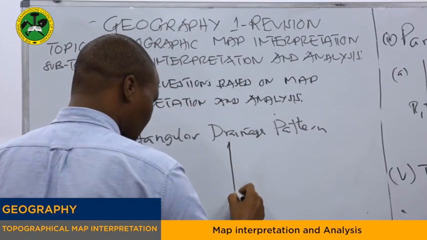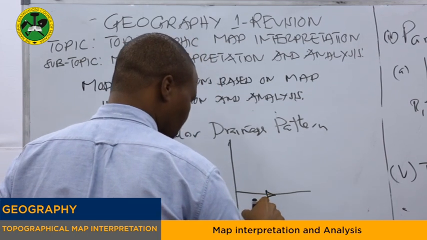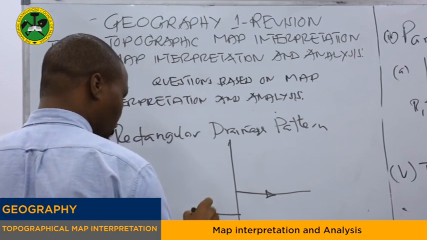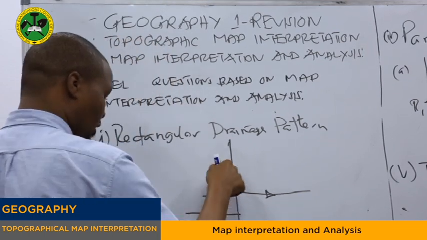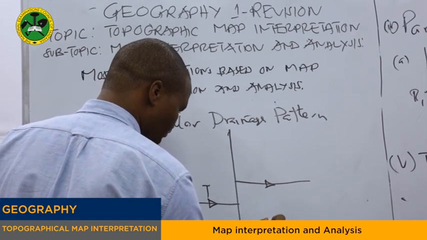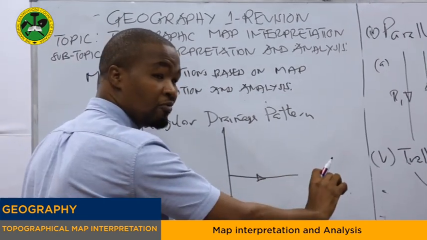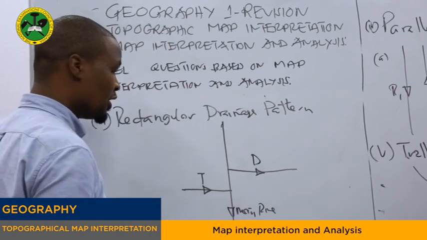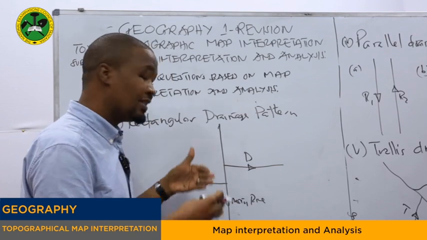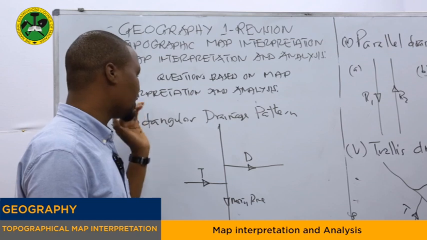So you may find this is the main river. Let's assume this is the main river. Then we have its distributary, and then we have the tributary. Tributary refers to the river stream which adds water to the main river, whereas the distributary refers to the river stream which lets water out from the main river. So as you can see right here, the tributary or the distributary meets the main river at an exact right angle, and we call it the rectangular drainage pattern.